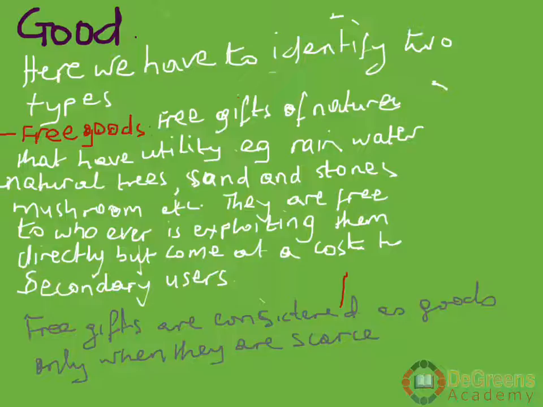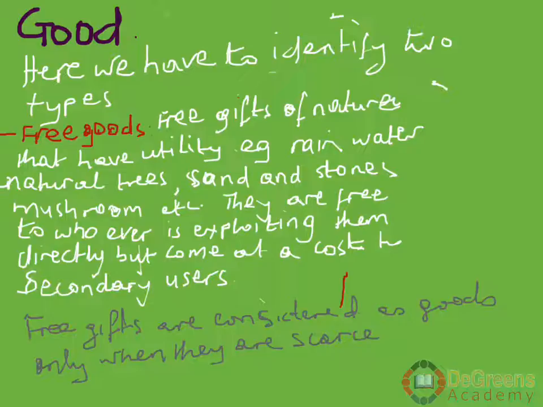And if we go further, we'll say a good. So we are identifying two types of goods, and we're looking at the first, which is free gifts of nature, free goods, that is, they are free gifts of nature that have utility. We have rainwater. It falls everywhere. It waters our farms. We can still carry rainwater and use. We have natural trees. Some are bearing us fruits. Some are giving us heirloom. Some are giving us non-timber forest products.